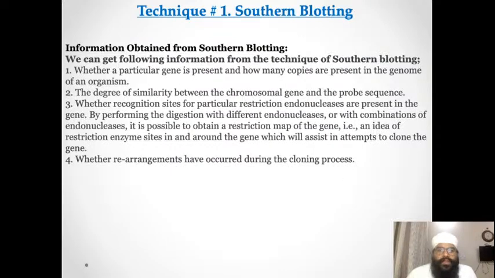So what we get from this is to get to know whether particular genes are present, how many copies are present in the genome of organisms, the degree of similarity between chromosomal gene and probe sequence, and whether recognition sites for particular restriction endonucleases are present in the gene. By performing the digestion with different endonucleases or with a combination of endonucleases, it is possible to obtain a restriction map of the gene. An idea of restriction enzyme sites in and around the gene will assist in the attempts to clone the gene and to understand rearrangements that occur during the cloning process.